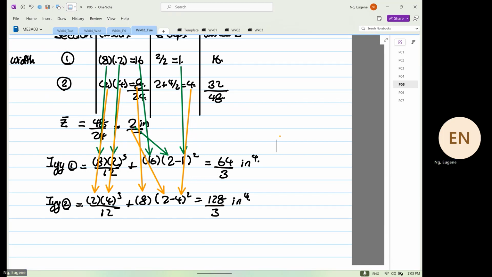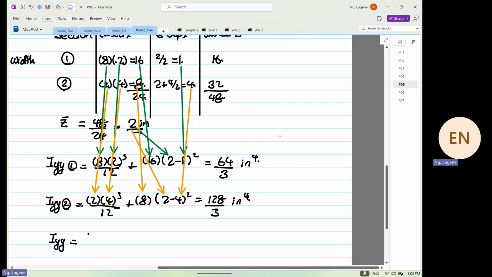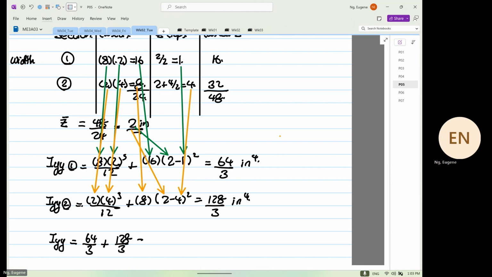Are we clear? Right, or not? Have you looked at how the textbook finds the second moment of area? They lump everything what? Together, yes or no? It's so much easier. Okay, you don't agree, fine. Right. So now we have Iyy is equal to 64/3 plus 128/3. Right, so 64/3 plus 128/3 is equal to 64 inch.